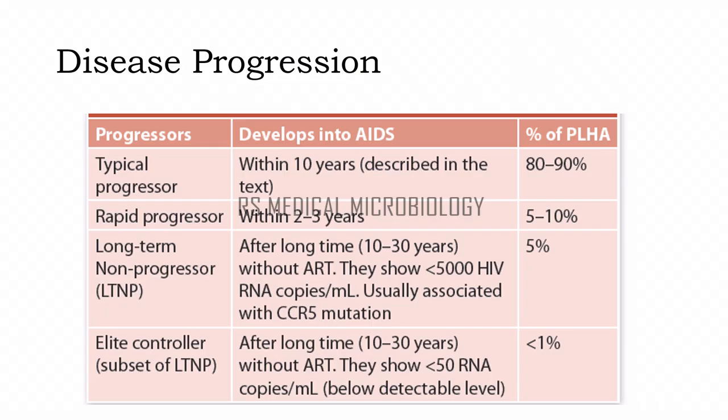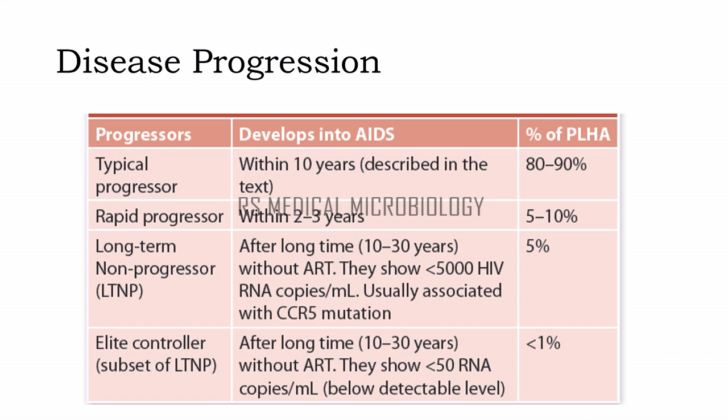So, what happens with this HIV infection? Generally, within 10 years, around 80 to 90% of people will develop an infection. Some can be quite fast and are termed rapid progressors. Some people can have a very slow progression of around 30 years, wherein when you take the blood sample, they show less than 5,000 HIV copies, which is very, very less.